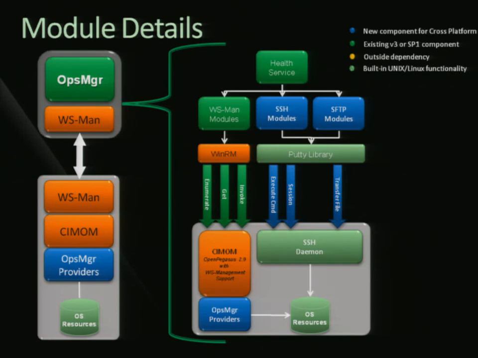On the Unix Linux box, we add two components. It's one installer, but it's really two components. OpenPegasus 2.9, which has WS-Management built into it, and our providers. Everything else is standard.